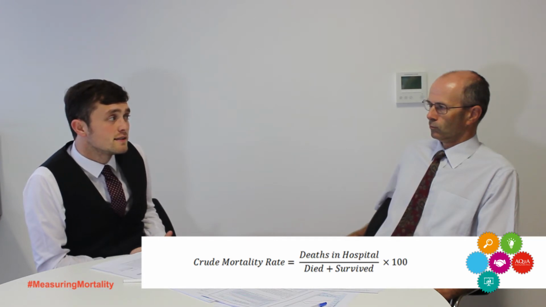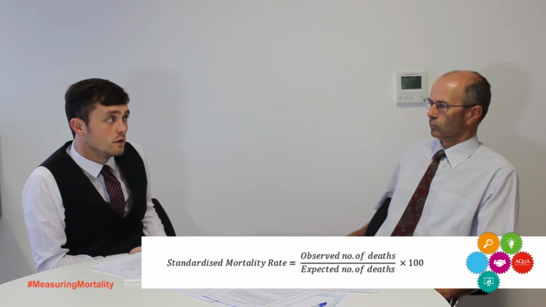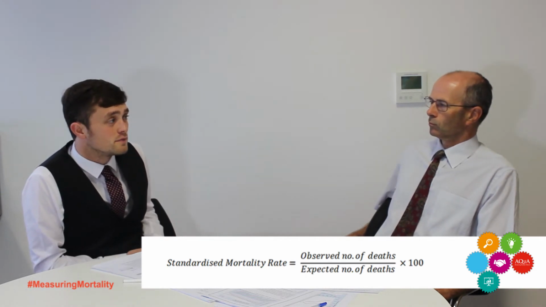Okay, so you recall from the previous video that crude mortality is calculated by dividing the number of deaths by the total number of discharges. Similarly, the numerator for a standardised rate is calculated using the same numerator, more commonly called the observed deaths. But this time we introduce the idea of expected deaths as a denominator.